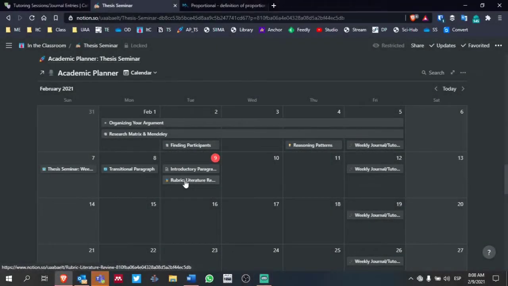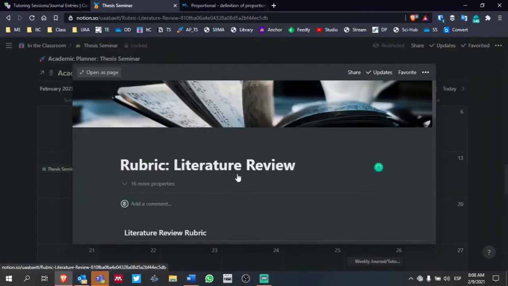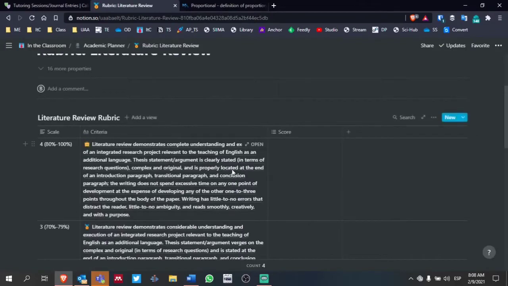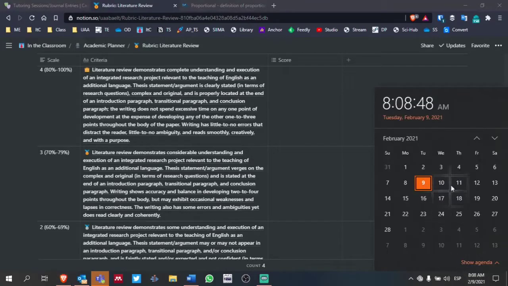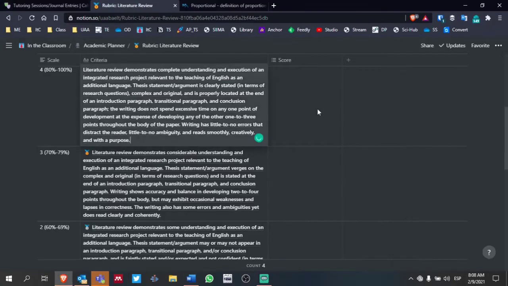If you select rubric, you'll see here a holistic rubric. This will give you kind of a concise way of looking at how I will be evaluating your literature review. Our due date for our literature review is going to be March 5th. So I think it's good at this point to get an idea about how to put together your literature review.